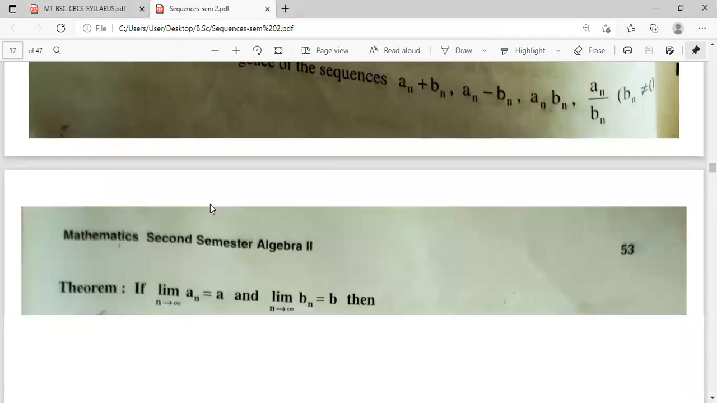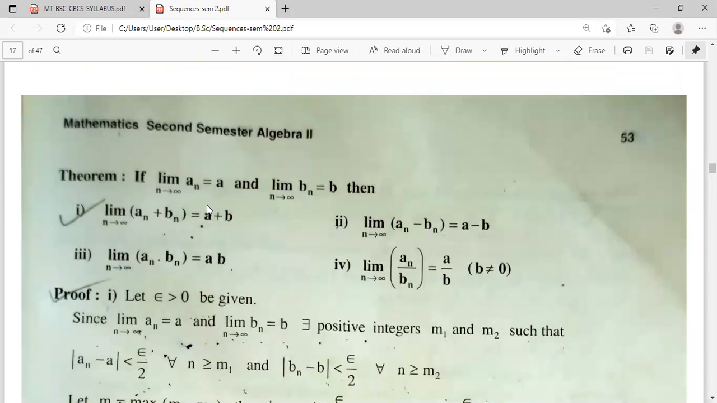Algebra of sequences. If limit an as n tends to infinity equals a and limit bn as n tends to infinity equals b, then first, limit of an plus bn equals a plus b; then limit of an minus bn equals a minus b; limit of an bn equals ab; and limit of an by bn equals a by b, where b is not equal to zero. These are the four cases: this is the sum, this is the difference, this is the product, and this is the quotient of the convergent sequences.